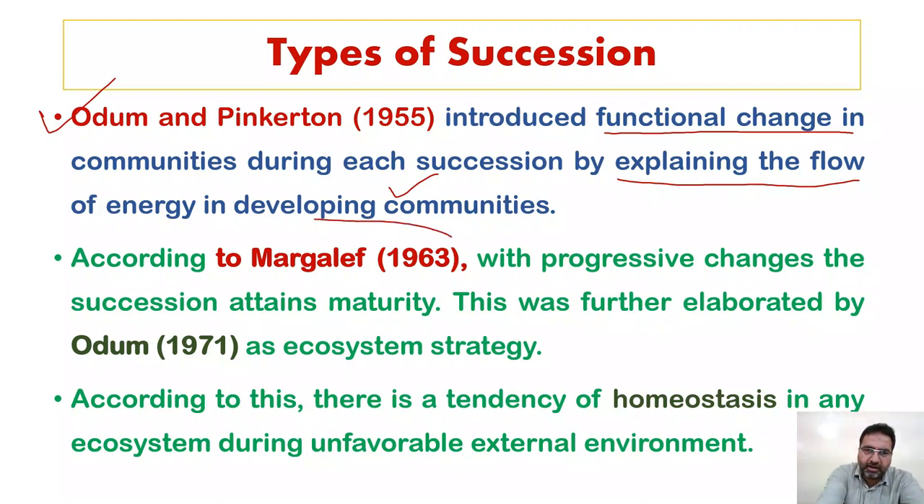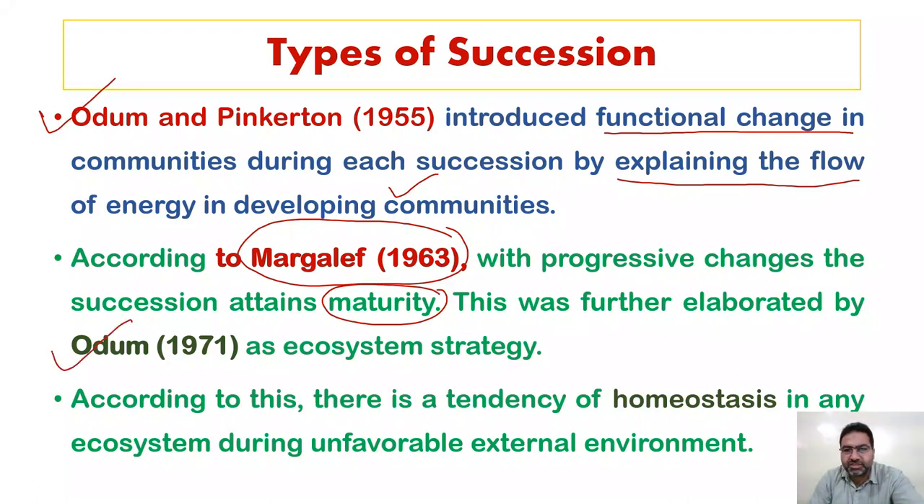And then according to Margalef, 1963, with progressive changes, the succession attains maturity. So after each and every progressive stage, the community moves towards maturity. This is further elaborated by Odum in 1971 as the ecosystem strategy. He called this way of attaining maturity the ecosystem strategy. And according to this statement, there is a tendency of homeostasis in any ecosystem during an unfavorable external environment.